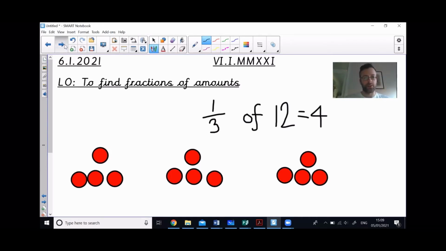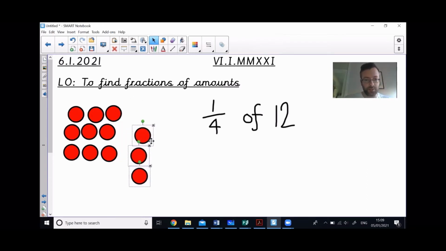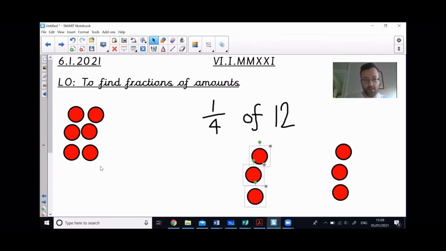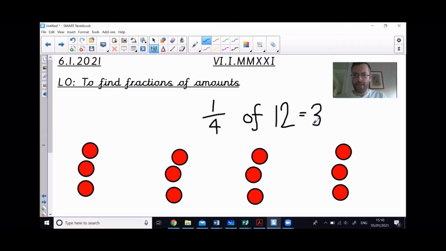Let's just do another very similar one. I'm now finding a quarter of 12, so I'm splitting them into 4 groups. This actually looks quite easy when you look at it like this. I've got 4 different groups, and in each group there is 3. So a quarter of 12 equals 3. Hopefully you're with me. If you're not, go back, watch that last little minute or so, and then we'll continue.